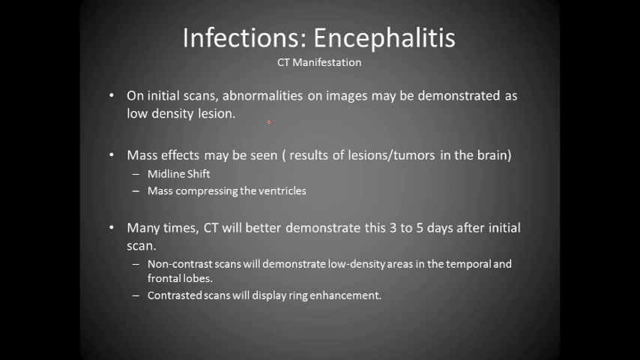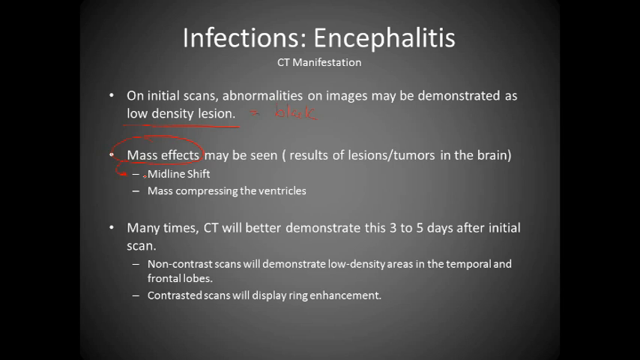Looking for encephalitis in terms of CT, we found that on initial scans, abnormalities may be demonstrated as a low-density lesion. That's what we're going to look for, a low-density lesion. It's going to appear black. Mass effects may be seen, which are the results of lesion tumors in the brain. And when we talk about mass effects, this is what we're talking about: midline shifts, which are a result of mass or masses compressing the ventricles.